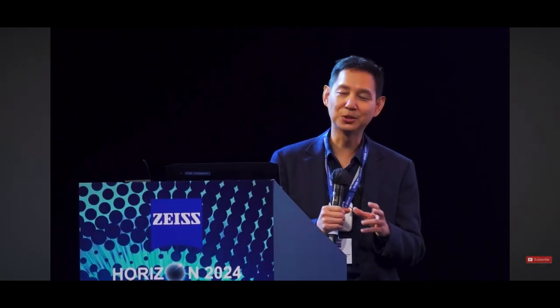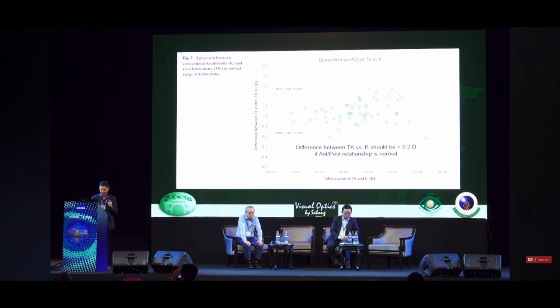Any time that you see these two values differ by more than this number, you have to think about it. That means the front and the back relationship is not in the normal range, so the calculation might need to be different. You probably cannot use the routine method of calculation, and you might end up with some refractive surprise. So it just gives you something that you have to be careful about.